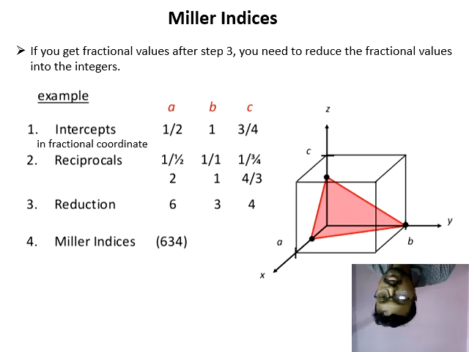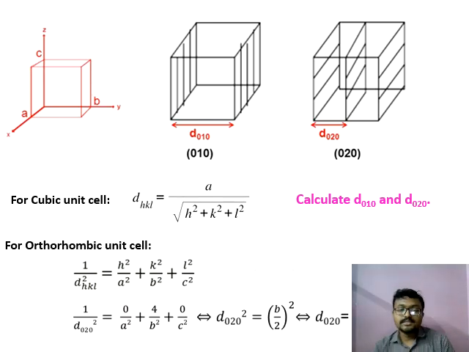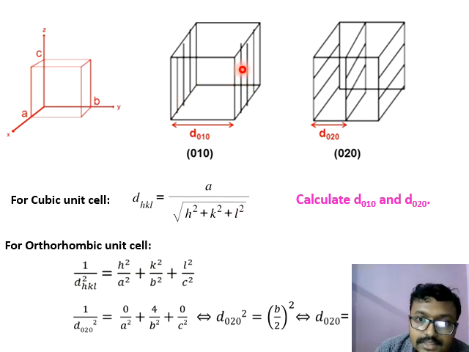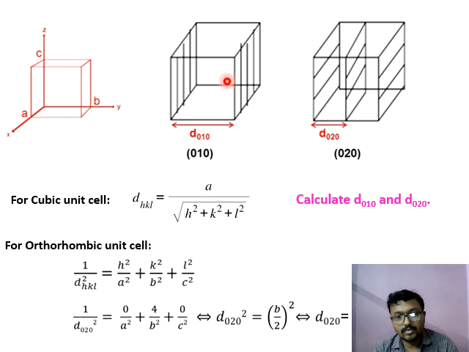Now, finally, we have to talk about the distance between these crystal planes. To calculate the distance between crystal planes, we have one formula for the cubic unit cell. The HKL value is the Miller indices, which will be given, and the value of a will also be given. The formula is d_hkl equal to a divided by the square root of h square plus k square plus l square. So using this formula, we can calculate the distance between these crystal planes.